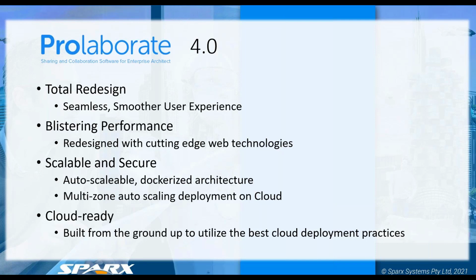It's had a lot of focus on scalability and security. So there are a lot more customers out there who are requesting and asking for hosted solutions from a Pro Cloud Server, EA and Prolaborate perspective. So for Prolaborate, we've focused on making it more auto scalable, with a Dockerized architecture so we can spin those up quite quickly as required, and obviously cloud ready, so built from the ground up to utilize the best cloud deployment practices.